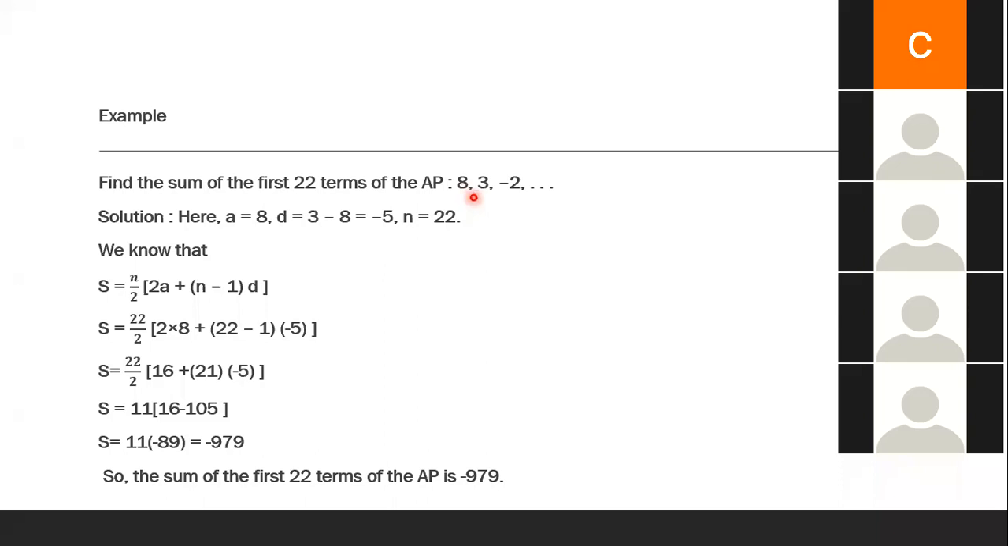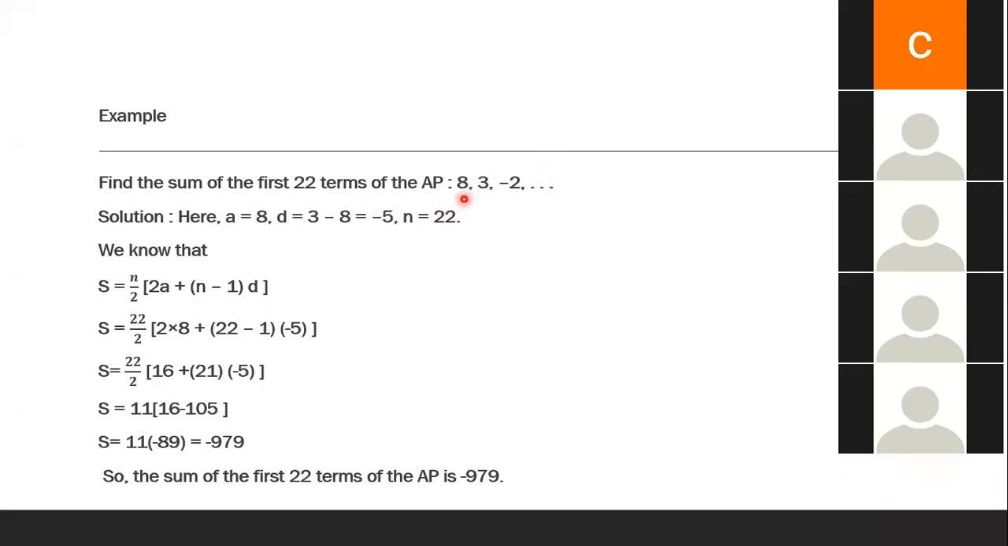Here, the arithmetic progression series they gave is 8, 3, minus 2. So we need to find out the sum of the first 22 terms. Here, only 3 terms are given: 8, 3, minus 2. Like this, 22 terms we need to add. Am I clear, children, with the meaning of this question?